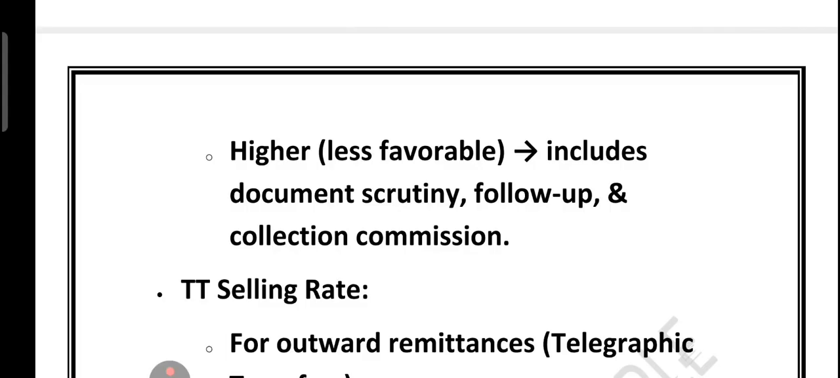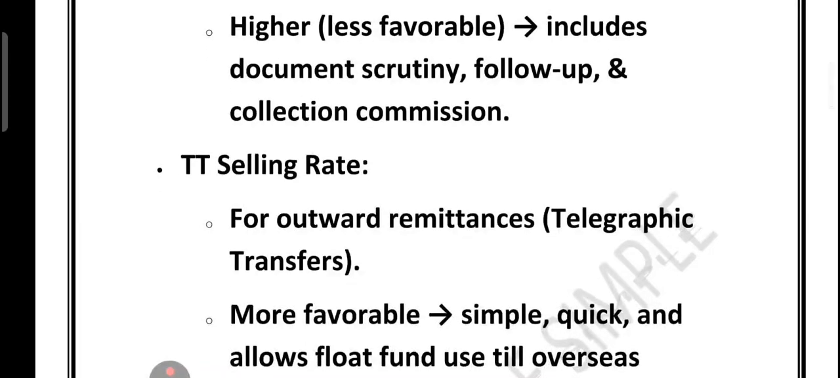Let me summarize what we just learned. Different forex transactions have different rates, and it depends on the processing complexity and handling effort. Simpler process, better rate. Complex process, lower rate. I hope it is crystal clear now.